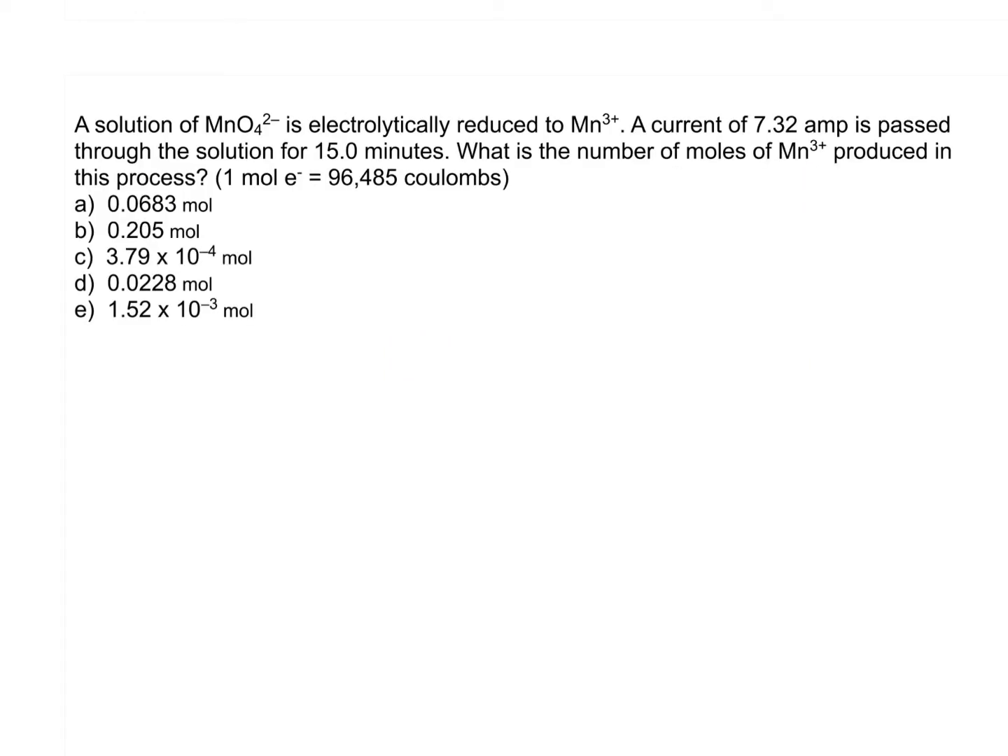Here's an example of one where we'll start with time, and we'll figure out how many moles of the Mn in MnO4- is reduced to Mn3+. Now I've got an amperage of 7.32. Now remember, amps are coulombs per second, and that's passed through a solution for 15 minutes. What are the number of moles of the Mn3+ produced in this process? And once again, I gave you Faraday's constant there.